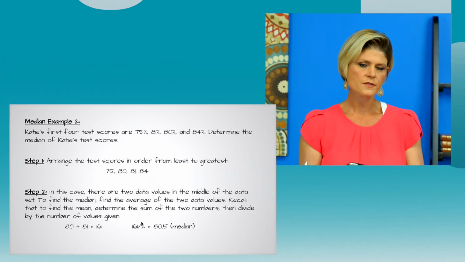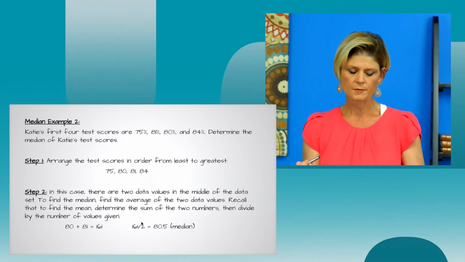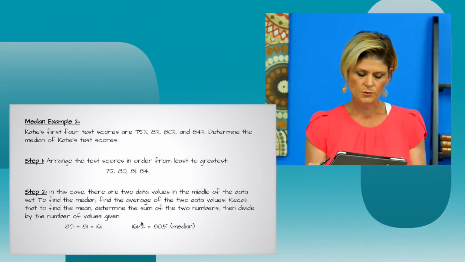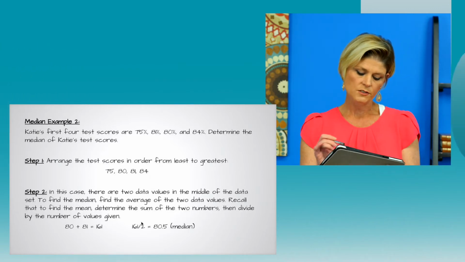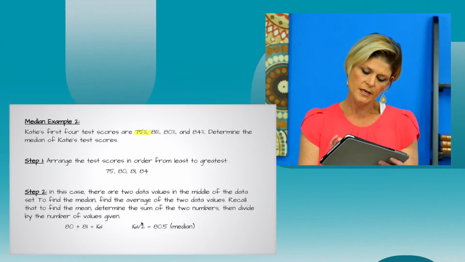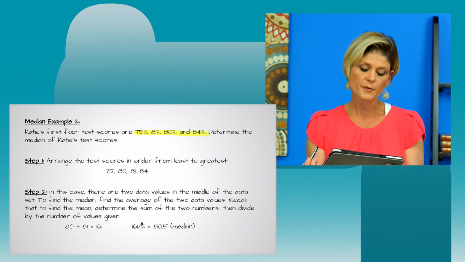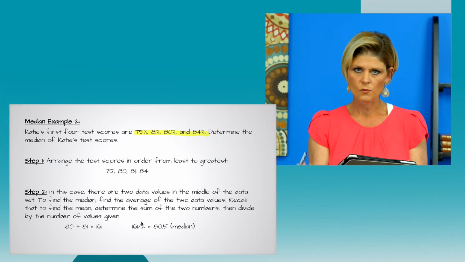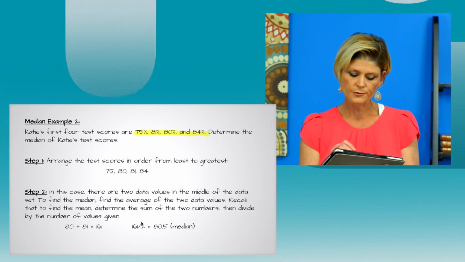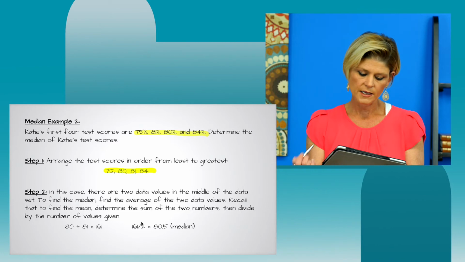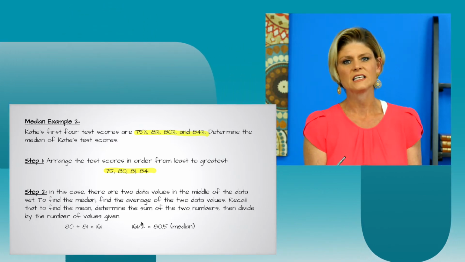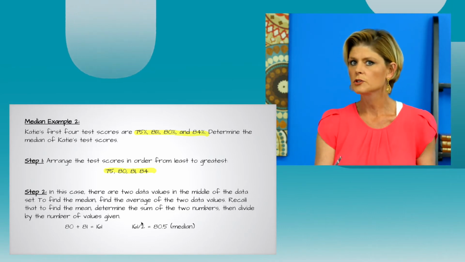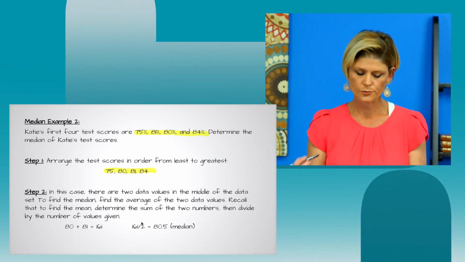There's another thing that might happen when you're looking for median that I want to talk about quickly, and I'm going to explain it through an example. So look at this question real quickly. Katie's first 4 test scores are 78%, 81, 80, and 84%. Determine the median of her test scores. First we're going to do what I said earlier. We're going to arrange them in order from least to greatest: 78, 80, 81, 84. Well, guess what, guys? We've got an even number. We can't visually identify what the median is just by looking at it. So here's how we get around that.